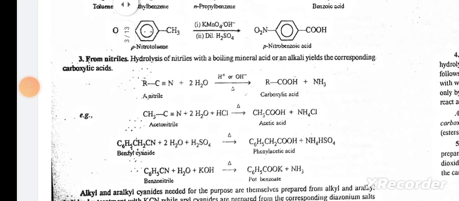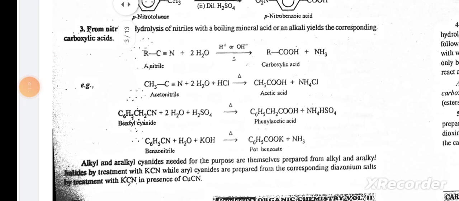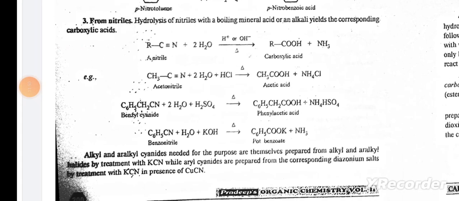From nitriles. Hydrolysis of nitriles with a boiling mineral acid or an alkali yields the corresponding carboxylic acids: a nitrile to a carboxylic acid, acetonitrile to acetic acid, benzyl cyanide to phenylacetic acid, benzonitrile to potassium benzoate. Alkyl and aralkyl cyanides needed for the purpose are themselves prepared from alkyl and aralkyl halides by treatment with KCN, while aryl cyanides are prepared from the corresponding diazonium salts by treatment with KCN in presence of CuCN.